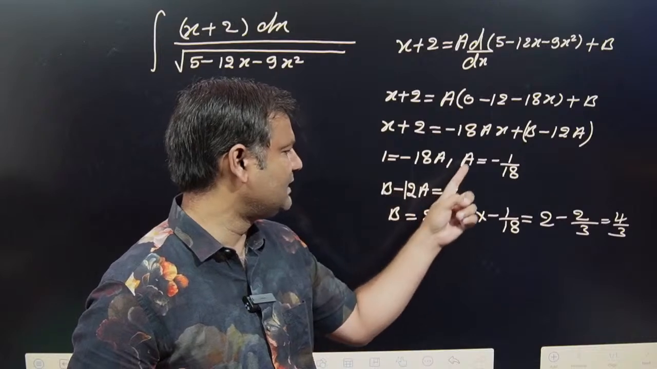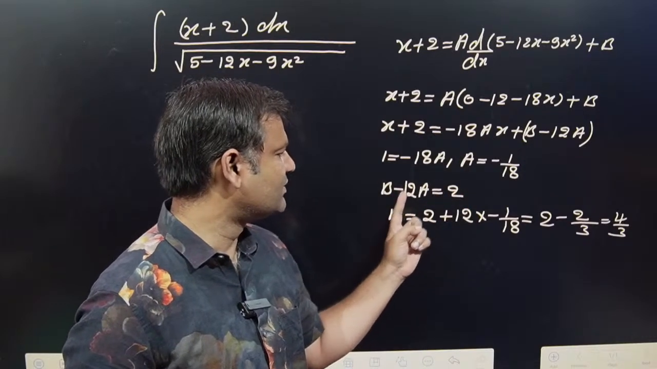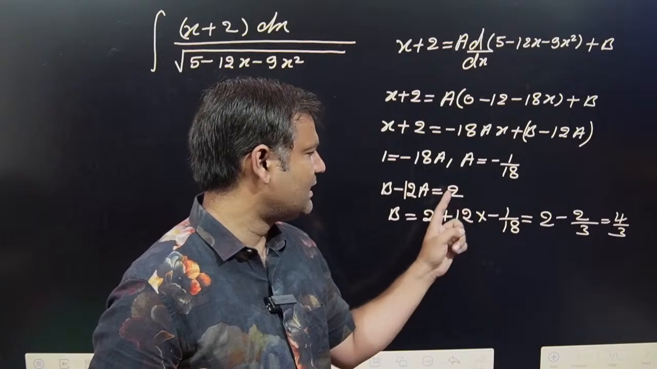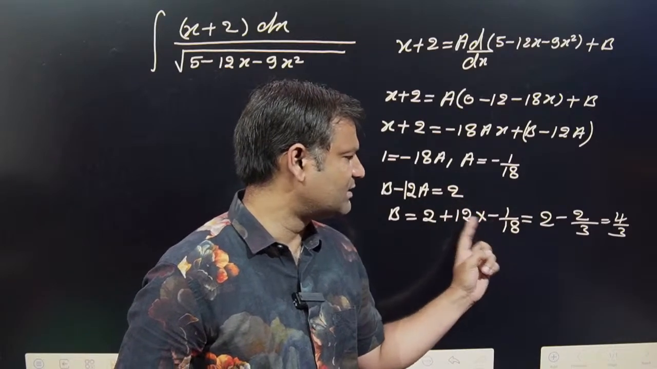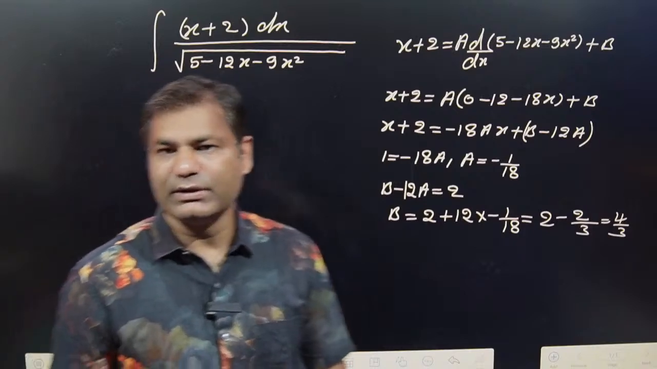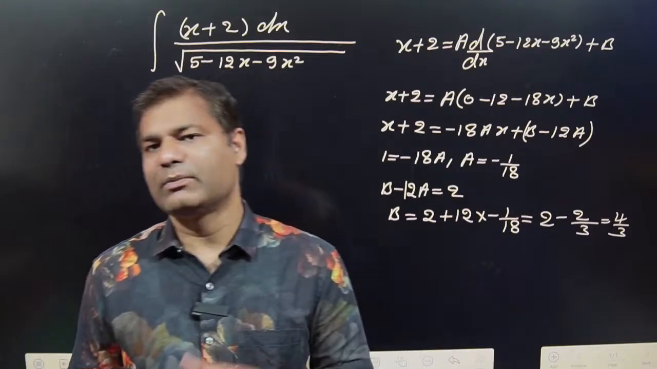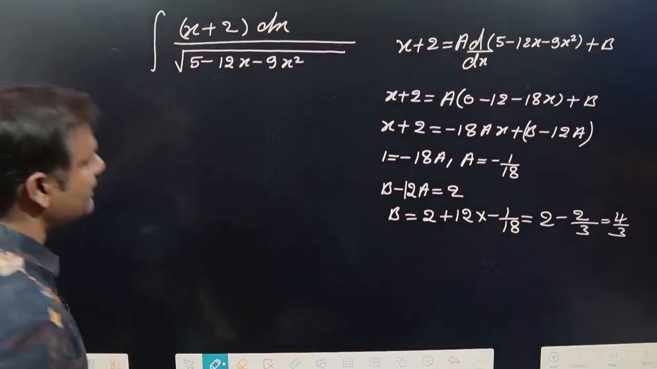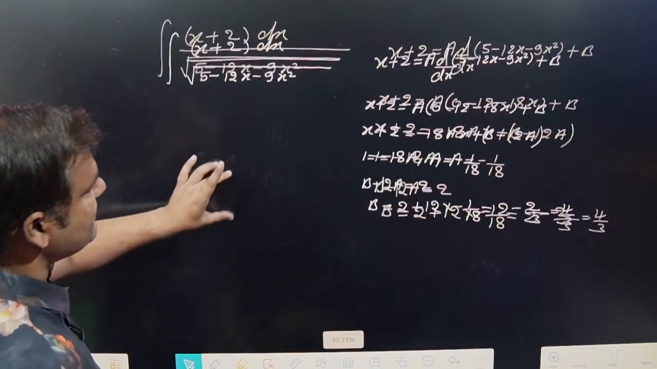So if this one goes to this side, then plus 12a, and a is minus 1 by 18, so putting it here we get b as 4 by 3. Okay, I hope that is clear. So that is a and that is b. Now put these two values here.